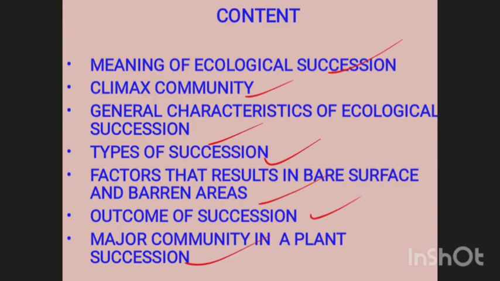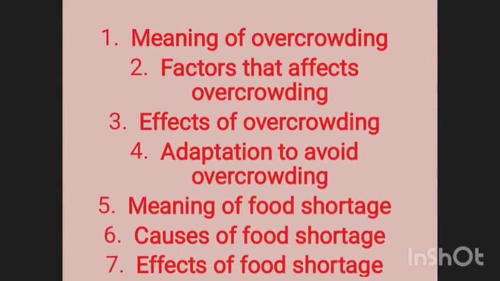So these are what we'll be looking at in ecological succession, while in overcrowding, we'll be looking at the meaning of overcrowding. We'll be looking at factors that affect overcrowding. We'll also be discussing the effects of overcrowding. Number 4, we're talking about adaptation to avoid overcrowding. We'll also look at the meaning of food shortage, its causes, and its effects. So these are all what we're discussing in this class today.